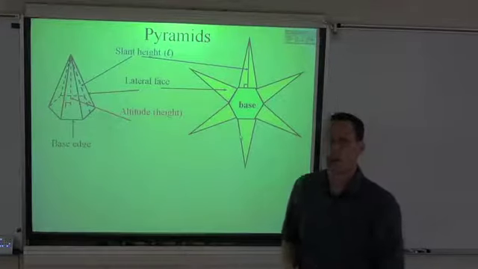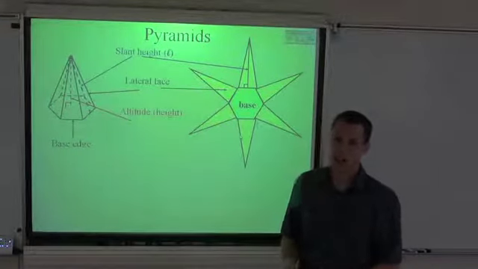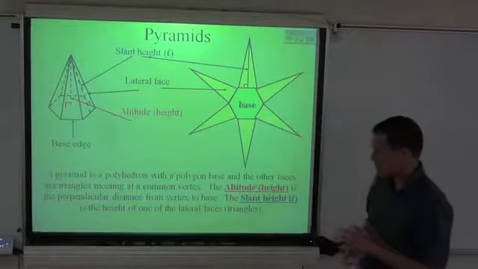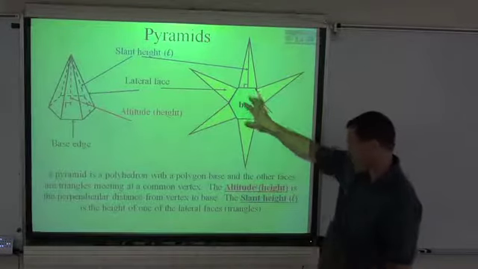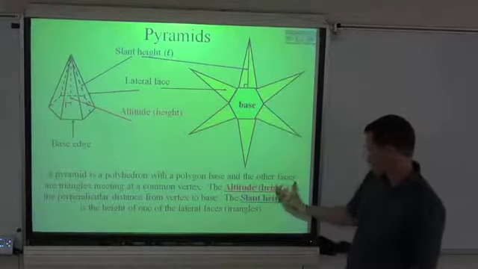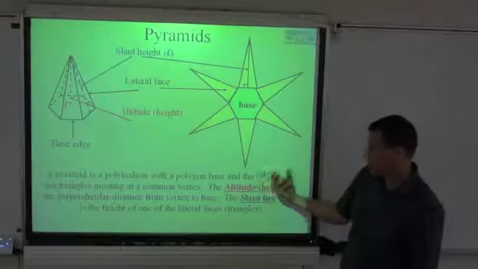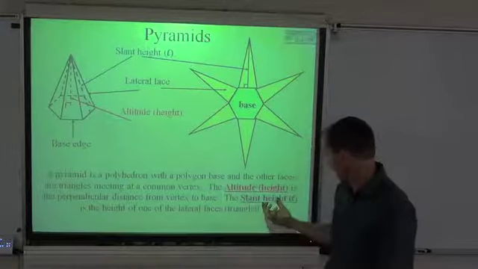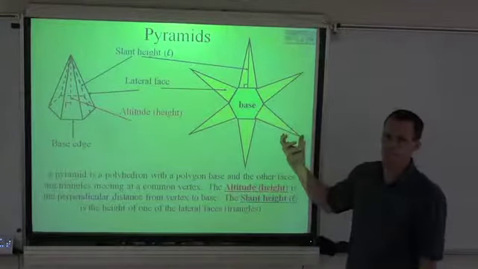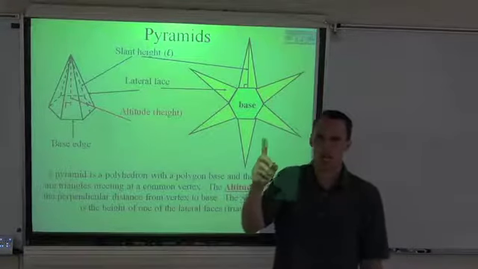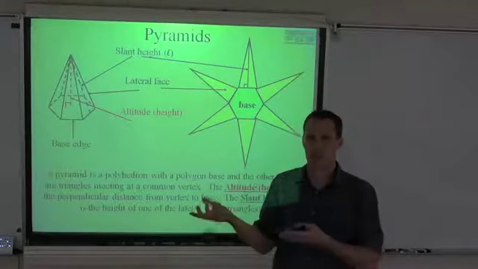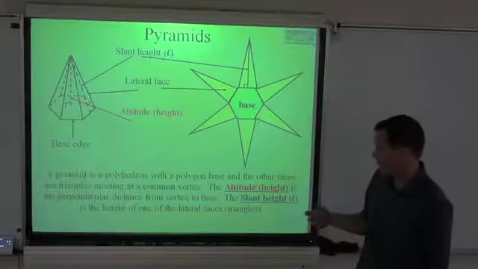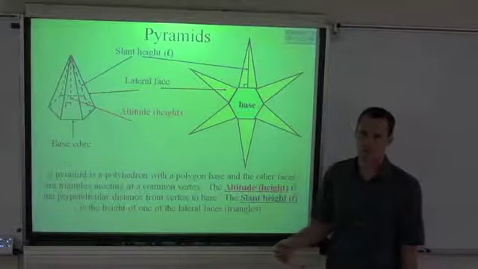So our goal here is to figure out how to find the surface area of a pyramid. Based on the fact that a pyramid is a polyhedron with a polygon base, we know we're going to add the base at the end. The other faces are triangles, so we need to find the area of the triangles, and they're all exactly the same. If we could just find the area of one triangle and multiply it by the number of triangles, we would have the lateral area. Okay? And then from there, we could add the base to it.